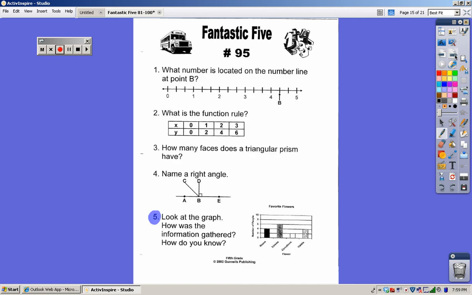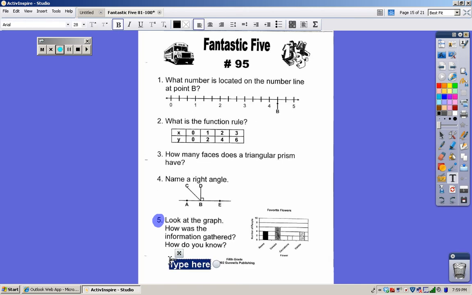And number 5, we're going to look at this graph and how is the information gathered. We have things about favorite flowers, all these different favorite flowers. So somebody must have surveyed a group to figure out the class's favorite flower. You can't look at somebody and know what their favorite flower is. So this must be a survey. This was completed by a survey.